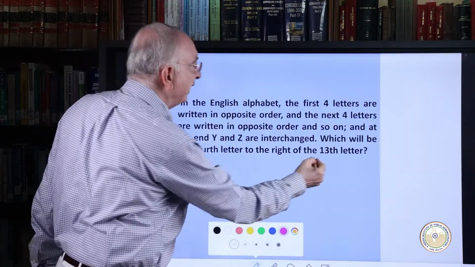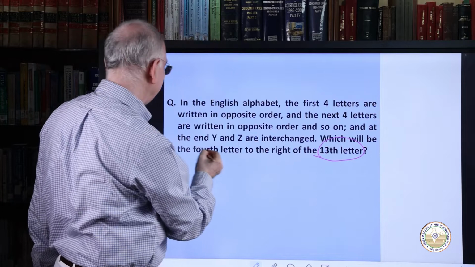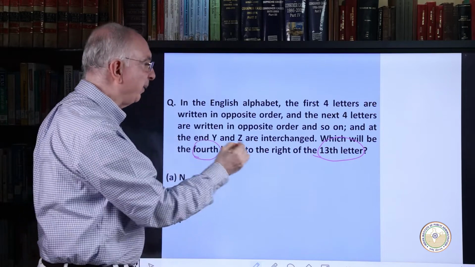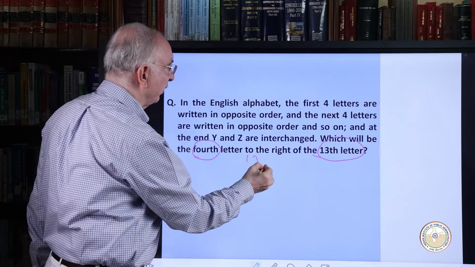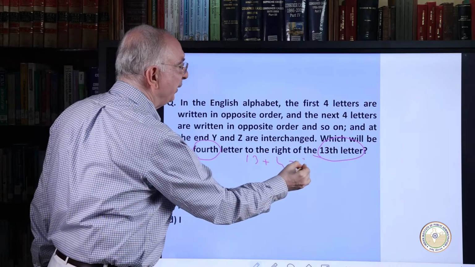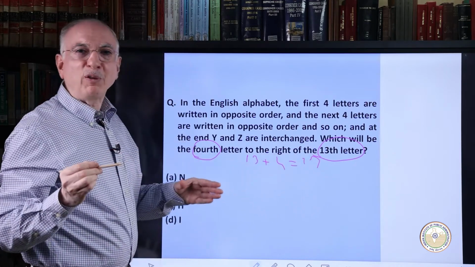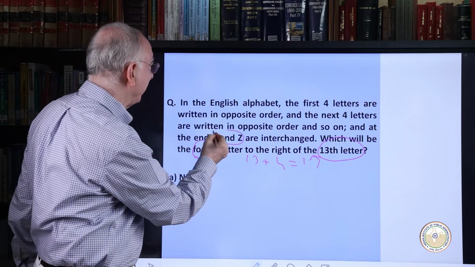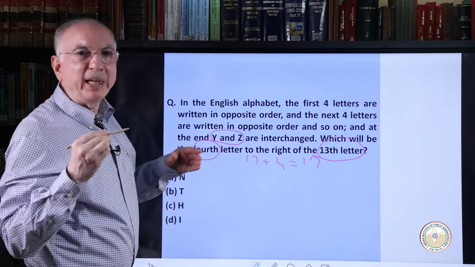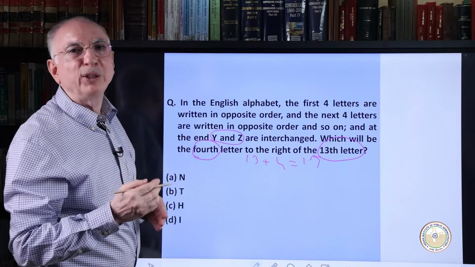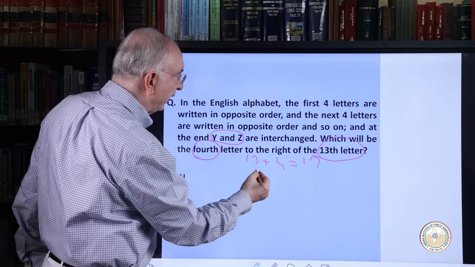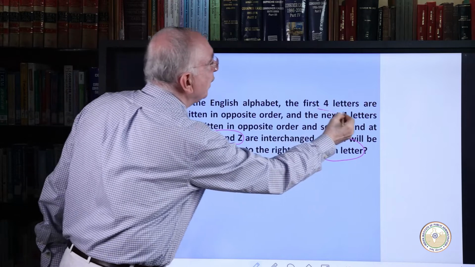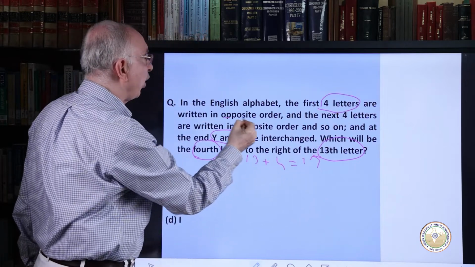Next question. Here the important point is 13 letters and the fourth one. That means 13 plus 4, we have to deal with 17 alphabets, not 26. So Y and Z, which are the 25th and 26th letters, we have to ignore because they will not be used for solving the question. Let us start now. These 4 letters are to be written in opposite order.